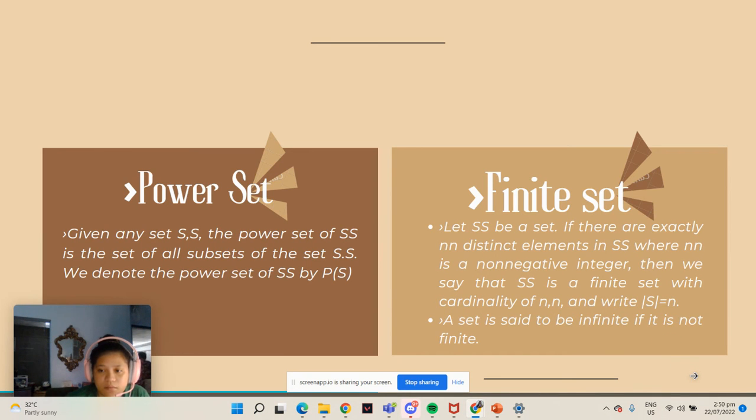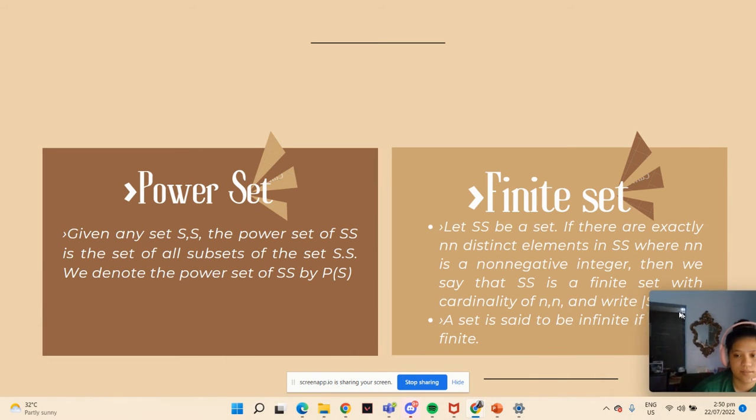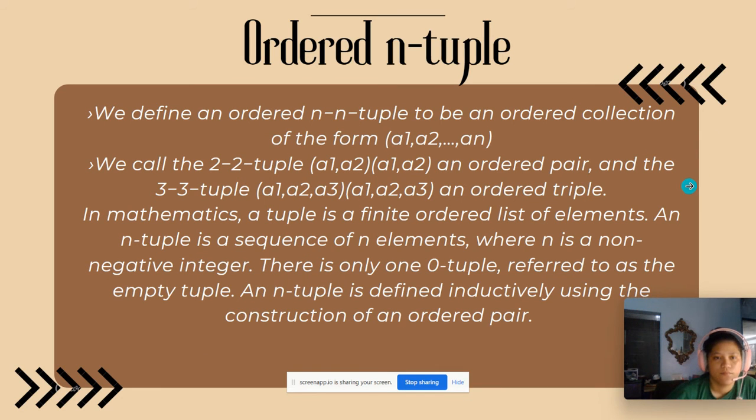The cardinality of S can be rewritten as |S| = n. A set is said to be infinite if it is not finite. An ordered n-tuple is defined to be an ordered collection of the form (a1, a2, ..., an). We call the 2-tuple (a1, a2) an ordered pair, and the 3-tuple (a1, a2, a3) an ordered triple.